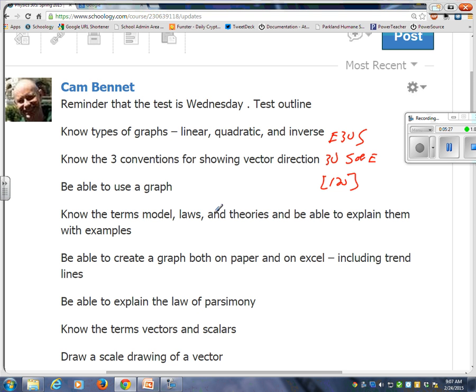No, do not use the word truly. A law is something that always happens. It is a regularity or pattern in nature. An observed regularity. Something that always happens.